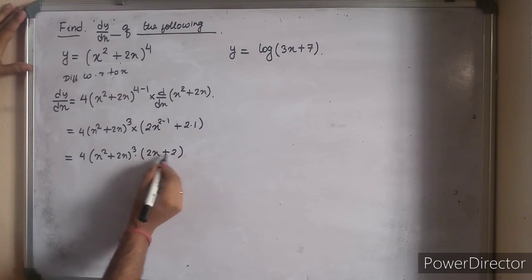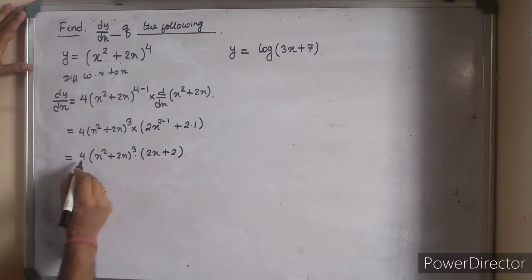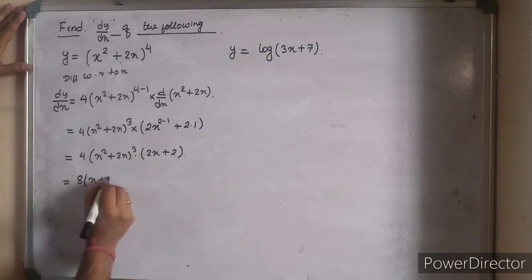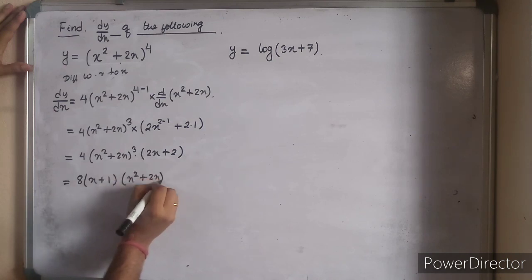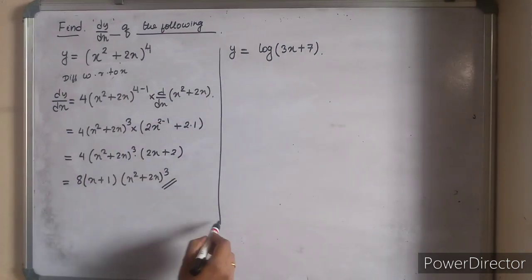Now I'll take 2 common from this. If I take 2 common, 4 twos are 8. Then I'll write 8 (x plus 1) into (x squared plus 2x) whole cube. This one is the differential coefficient. Now I'll do another question.